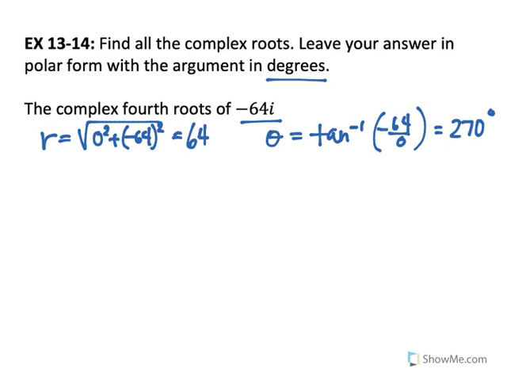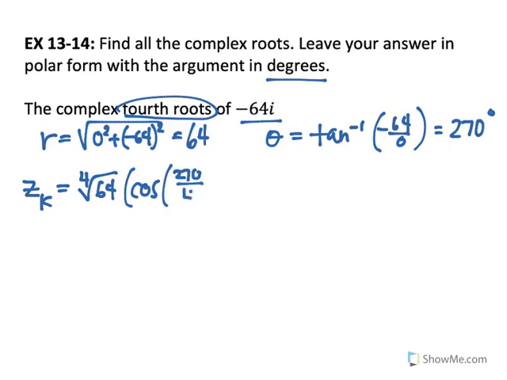So then to find all the complex roots, you're going to go z sub k. You're finding all of them, not the first or the second or the third term. You're finding all of the terms. So here, because we're doing fourth roots, we'll take the fourth root of 64 times cosine of 270 over 4. It is in degrees, so I'm going to write it in degrees. So plus 360k over 4. We write the same fractions for your sine.